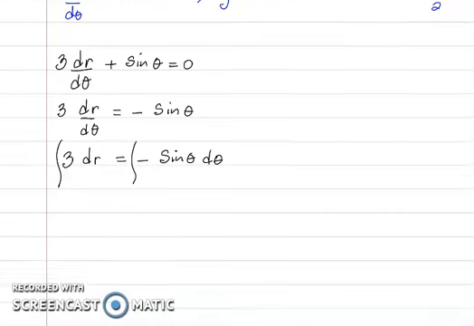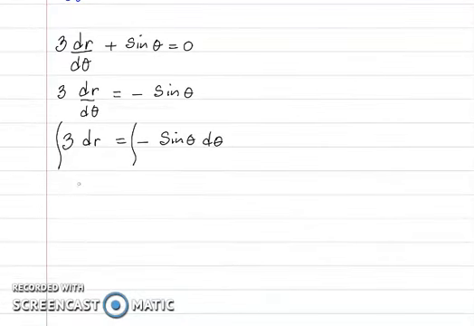Now, if I integrate 3 with respect to r, I'm going to get 3r is equal to, if I integrate minus sine, I'm going to get cos. So this is cos theta plus c, which is the constant of integration.